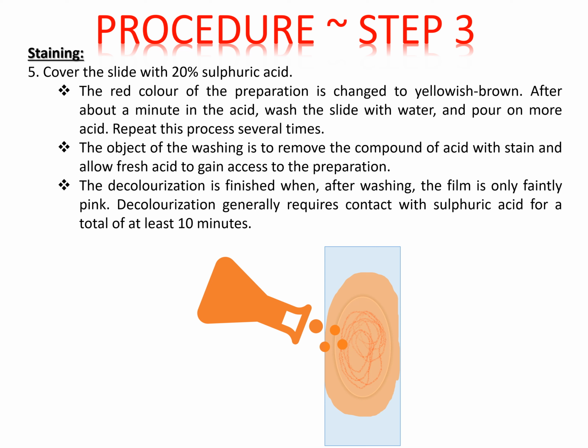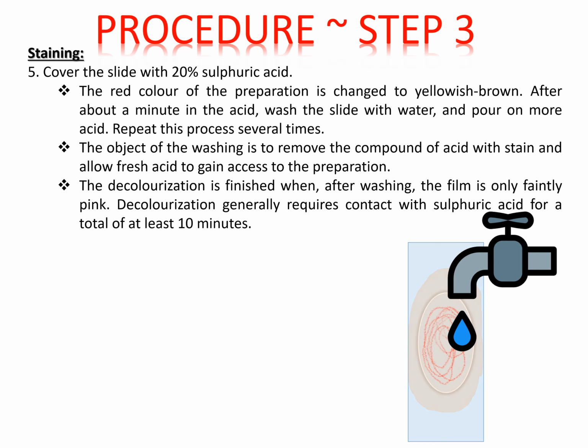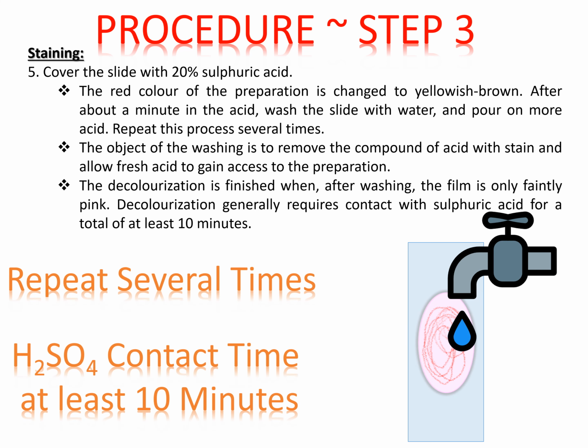After about a minute in the acid, wash the slide with water and pour on more acid. Repeat this process several times. The object of washing is to remove the compound of acid with stain and allow fresh acid to gain access to the preparation. The decolorization is finished when, after washing, the film is only faintly pink. Decolorization generally requires contact with sulfuric acid for a total of at least 10 minutes.